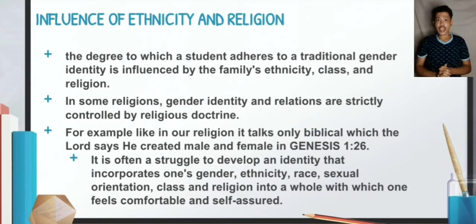Influence of ethnicity and religion. The degree to which a student adheres to a traditional gender identity is influenced by the family, ethnicity, class, and religion. In some religions, gender identity and relations are strictly controlled by religious doctrine. For example, in our religion, it talks only biblically, where the Lord says He created male and female, in the Book of Genesis 1 verse 26.